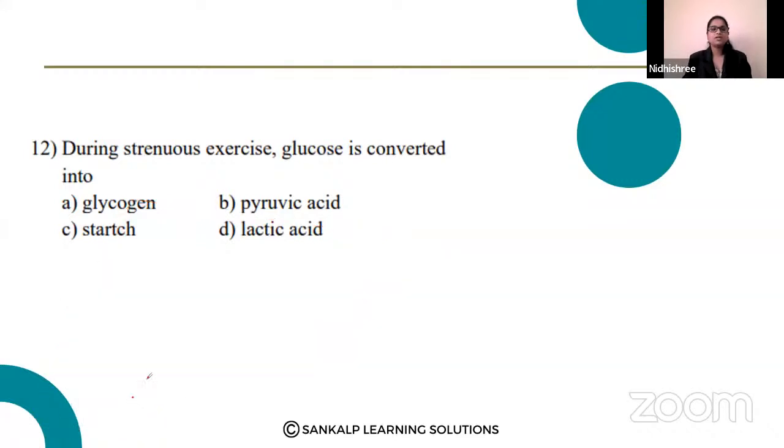Just a minute, yeah. So option A, glycogen, option B, pyruvic acid. Most of you voted for option A. Few of you voted for option D. So the right answer is option D, that is lactic acid.